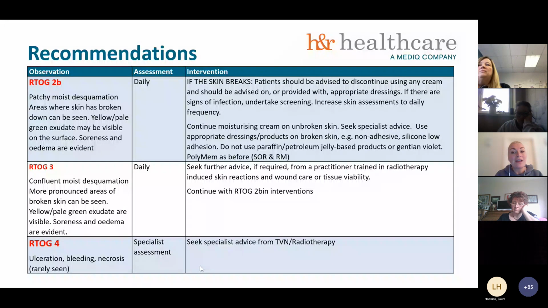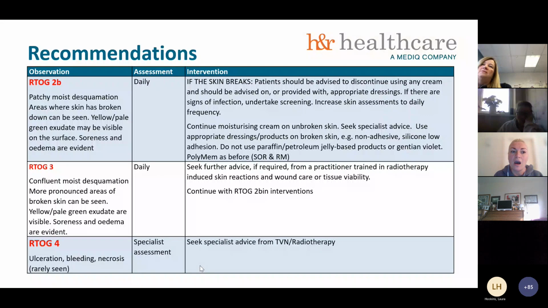In terms of dressing recommendation, again, this has all been taken from both those sources. The recommendation from the Society of Radiographers is non-adhesive dressings, silicone dressings, or low adhesive dressings, and don't use any products with paraffin or petroleum-based ingredients within them. The Royal Marsden continues to recommend PolyMem as before, and if you've got areas of patchy, moist desquamation, areas of exudate leaking, edema around the inflamed skin, you can apply the PolyMem dressings dry.